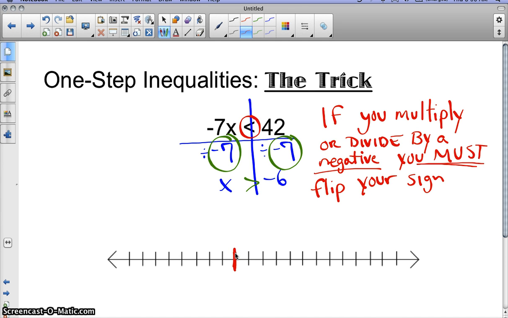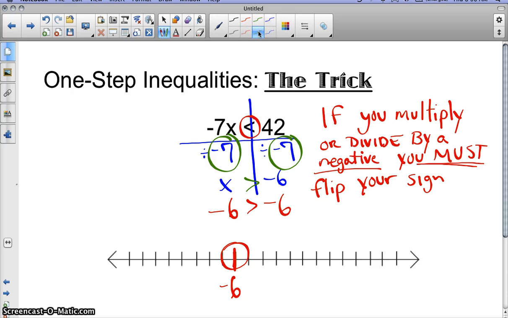So now we need to graph it. We make our point on our number line. We write down the number that we care about. We circle it. Do we shade it in? Is -6 greater than -6? Is that a true statement? Well, the answer is no. -6 is not greater than -6. So we do not shade it in.